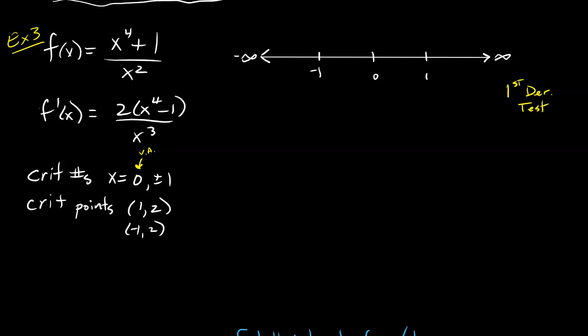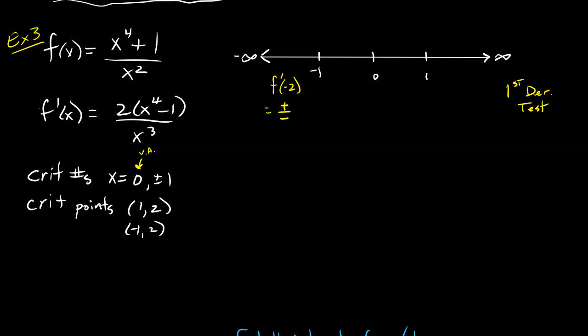So let's see, what should I pick? I have to plug it in this first derivative. Why don't we pick -2? That might be small enough that it'll work. So -2, the top of the fraction, 15 times 2, I get a positive number on the top of the fraction. On the bottom number, I get -8.